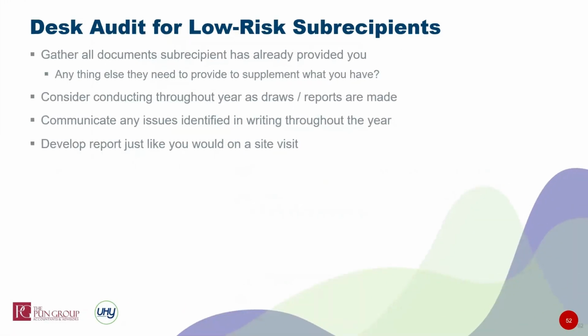So again, those are extensive on-site visit working papers. You could see that you could use that even if you did a desk review. You could gather all documents that have already been provided to you, and anything else that they need to provide based on your consideration of risk. And maybe you only focus on one or a few areas. And then consider conducting these risk assessments throughout the year as drawdowns are happening and reports are made. That way you can communicate any issues identified in writing throughout the year and develop a report just like you would for a full site visit.